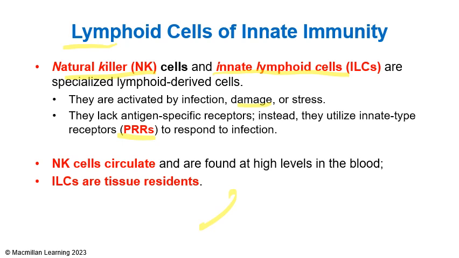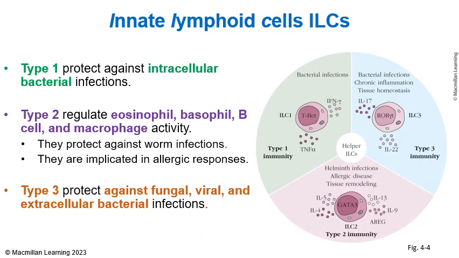Now, look at this. Main differences between natural killer cells and innate lymphoid cells. The natural killer cells, they like to swim around in the blood. So they circulate. You're going to find them in your blood. The other ones, the ILCs, they like to sit in tissues. So they like to be resident in tissues. All right, so those are the main differences between these two. Now, when you look at your innate lymphoid cells, those are the ones that are sitting in the tissues, right? Innate and lymphoid lineage.